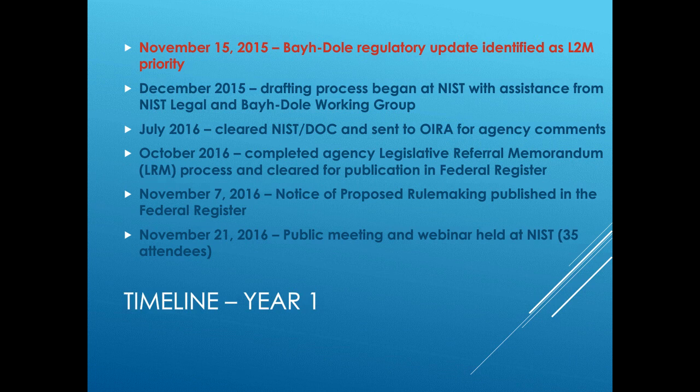It took us until July of 2016 to clear a draft through the working group and through NIST, and send it over to the Office of Information and Regulatory Affairs, or OIRA, to start the agency comment process. The agency comment process completed in October 2016 and was finally cleared for publication in the Federal Register as a notice of proposed rulemaking. This was published on November 7, 2016 and had a 60-day comment period. And as part of that public comment process, we also held a public meeting and a webinar at NIST with about 35 attendees total. And so that pretty much took us up to the end of the first year of our timeline.